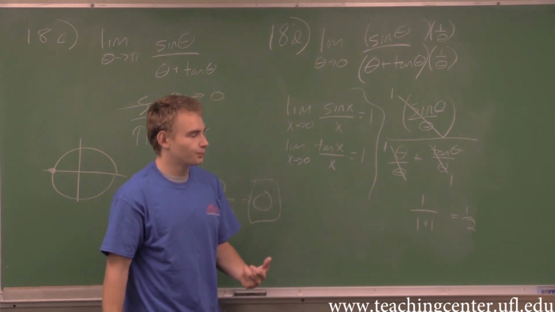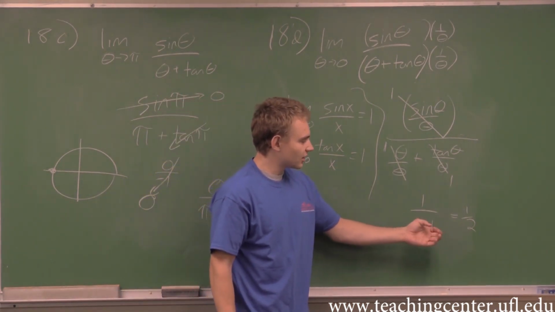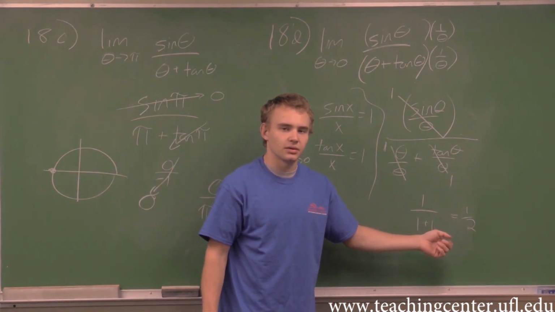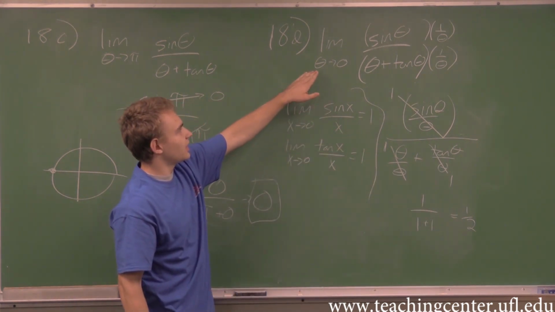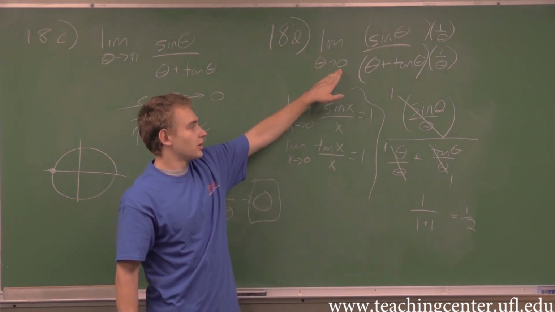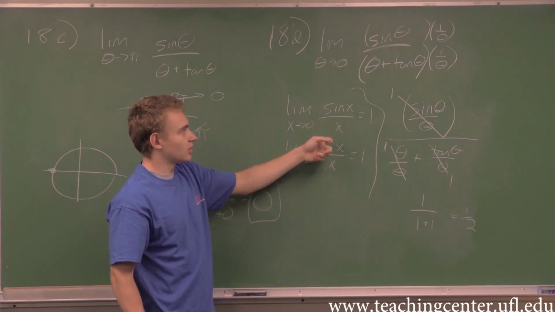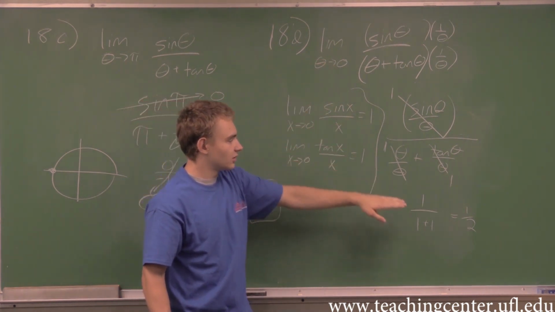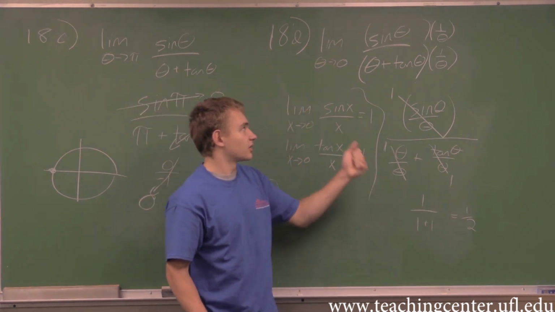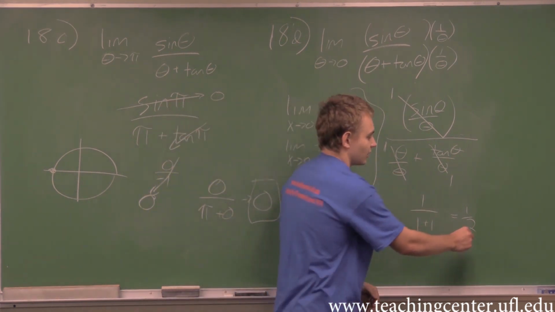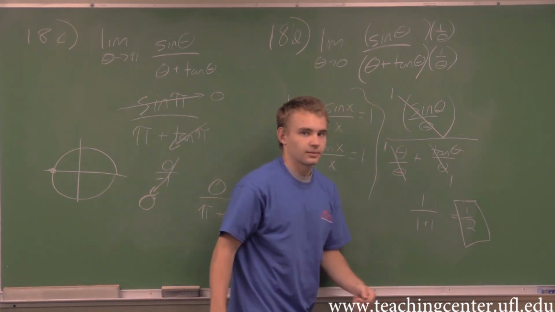Now you might say, where does the actual limit come in? So remember, if theta is going to 0, that's the only time we can use these. If theta was going to something else, it wouldn't be 1/2. But the fact that it's going to 0, it is. So 1/2 is our answer.